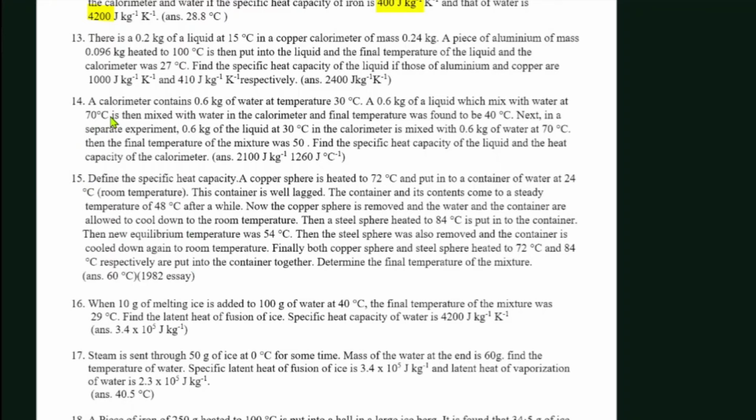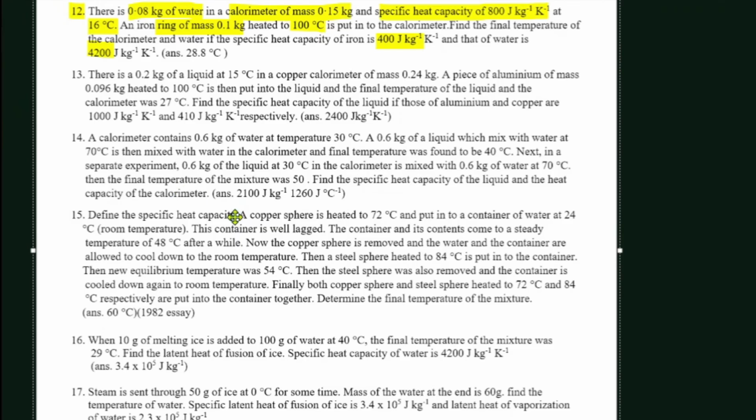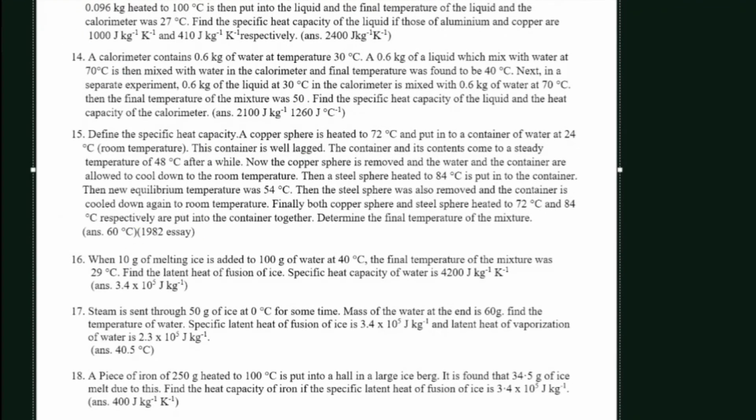Let us go for the 15th question, guys. This is a 1982 A-level essay question. There are going to be plenty of simplifications, but let us not worry about them and focus on the concept. They say define the specific heat capacity. Yes, you can do that, but let's consider only the question here.